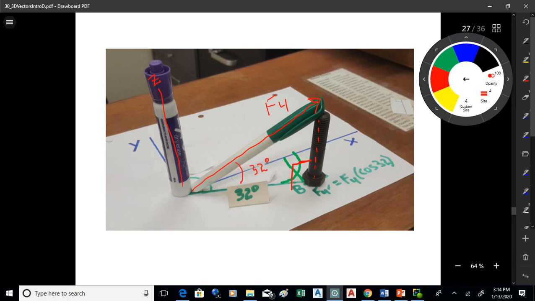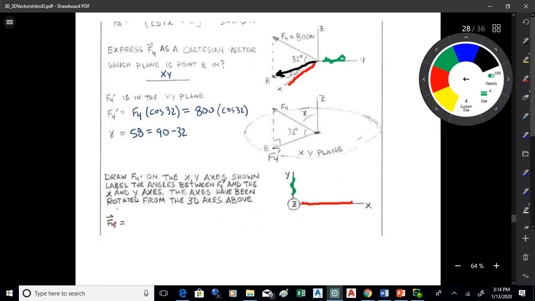Now, of course, the y component will be going that way, won't it? Okay. So that's the y component. So that'll be a negative component. And then to get the z component, you've already got 32 to get into the xy plane, so 90 minus 32 gets you 58, and that's up onto the z-axis. Okay. So that's how we've been working with these 3D vectors here so far.